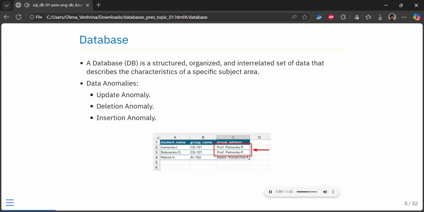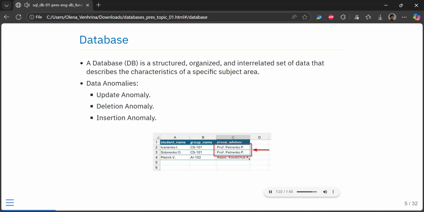We lost integrity. Second, even worse, deletion anomaly. Look at Group AI102. It has only one student, Melnick V. If we expel him and delete this row, we will completely lose any information that Group AI102 existed at all, and that association, Professor Kovalchuk was its curator. Data will simply disappear. And third, insertion anomaly.